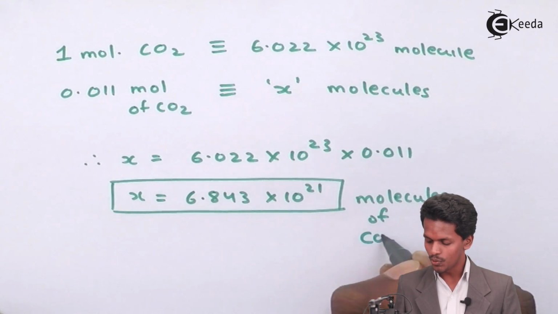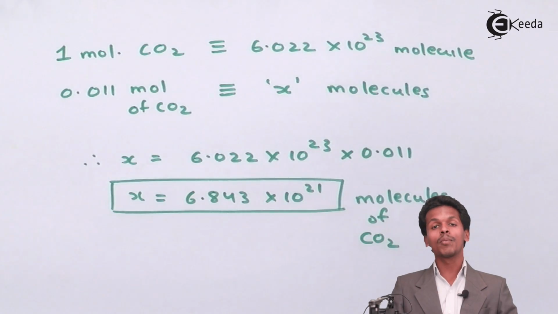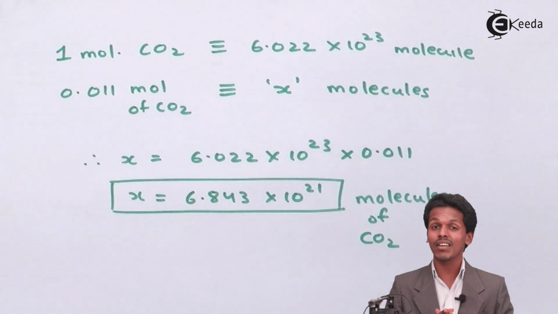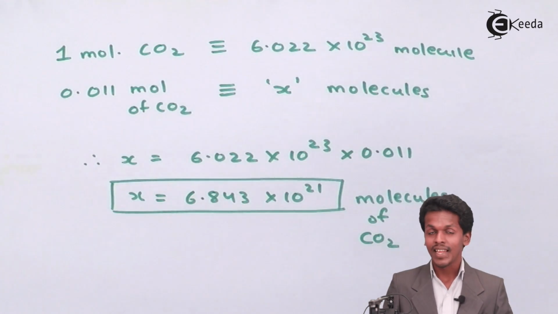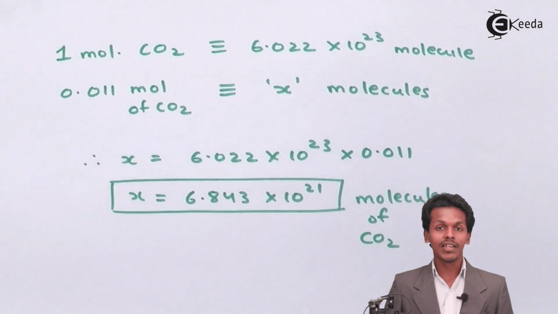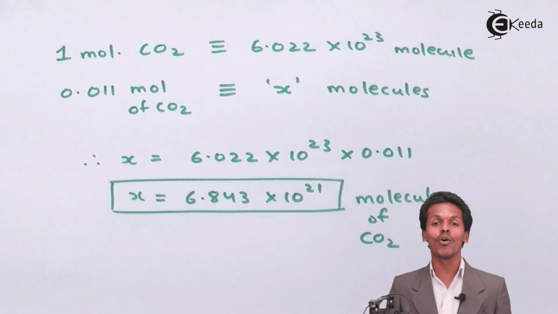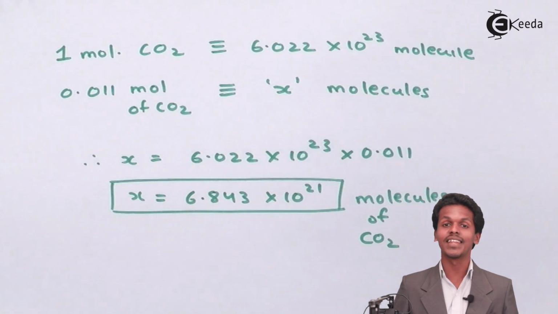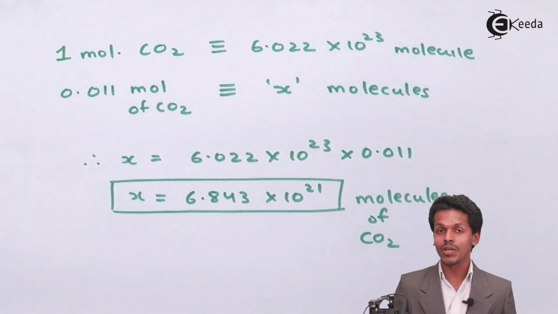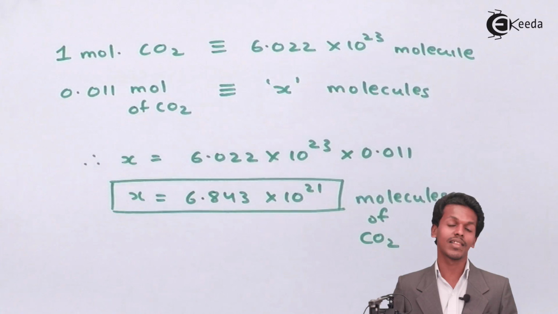In this case, we have calculated two things. When we are talking about 500 milligram of carbon dioxide, that means we are talking about 0.011 mole of carbon dioxide, and eventually it contains 6.843 into 10 raised to 21 molecules of carbon dioxide. So this is how we have calculated the number of moles and the number of particles by using Avogadro's number, as well as the number of moles, which is the main thing in this numerical.